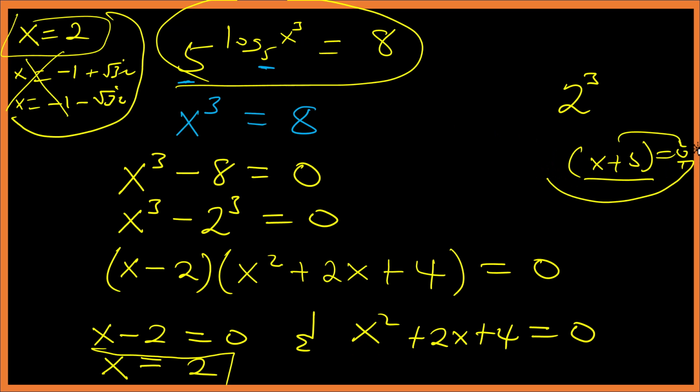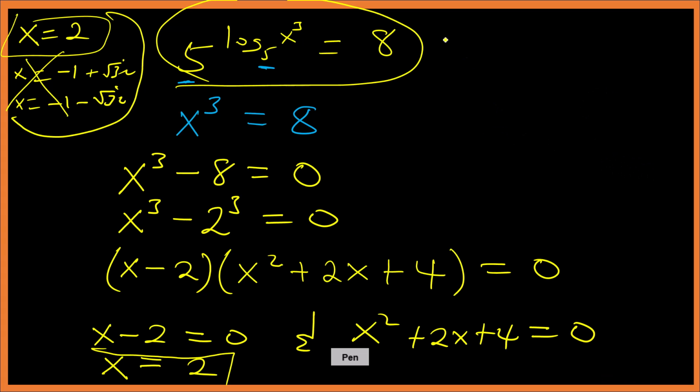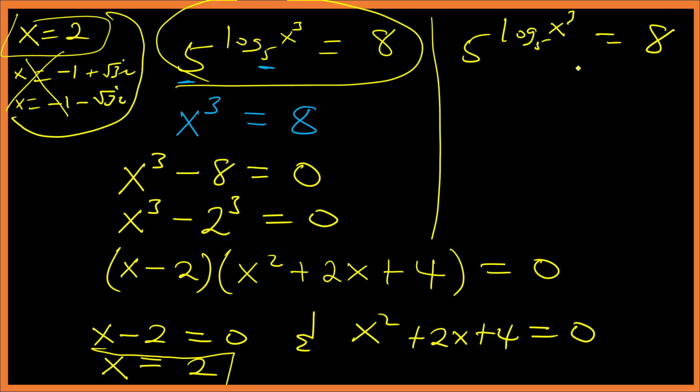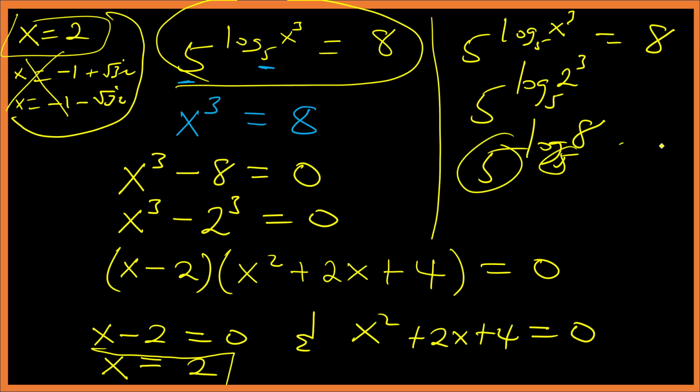Okay, all right, so let's verify if our answer is correct. So we have 5 raised to log x cubed equals 8, and x is 2. So we have 5 raised to log 2 to the power 3 to base 5. 2 to the power 3 is 8. Remember the property: 5, 5, the answer is 8. So that's that. All right.